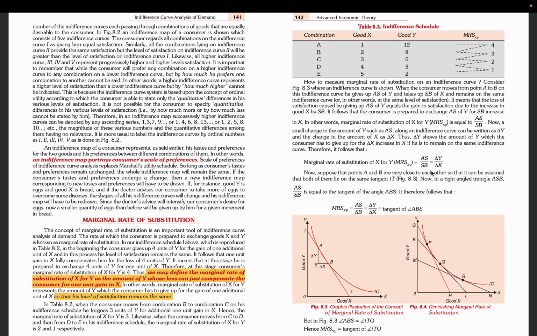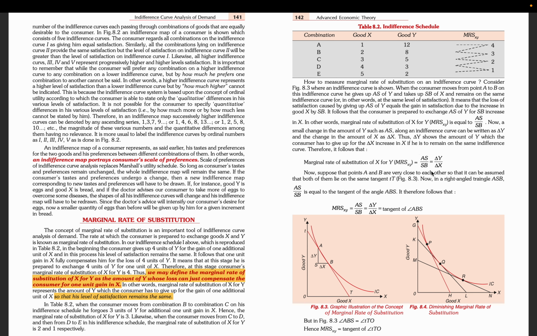Now a small change in the amount of Y, such as AS along the indifference curve, can be written as delta Y, and the change in the amount of X is delta X. Thus delta Y shows the amount of Y which the consumer has to give up for delta X increase in X if he is to remain on the same IC. Therefore it follows that MRS is AS by SB or delta Y by delta X, the change in Y in order to cause a change in X by 1 unit.